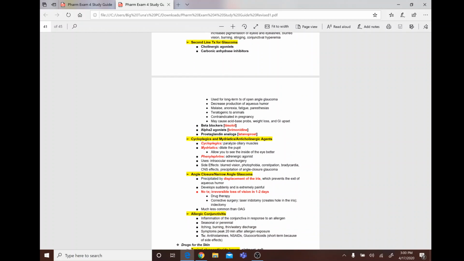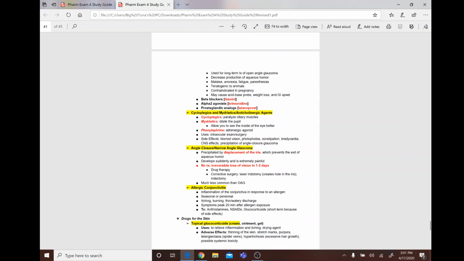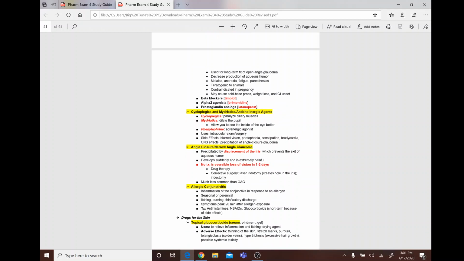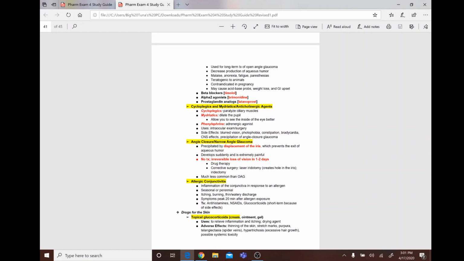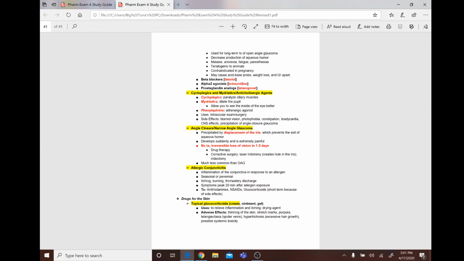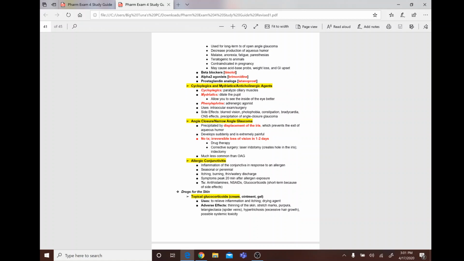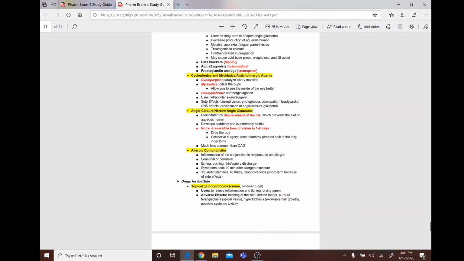What do cycloplegics do? Paralyze ciliary muscles. What do mydriatics do? Dilate the pupil, allow you to see inside the eye better. Alright, phenylephrine is what drug class? Adrenergic agonist. What are cycloplegics and mydriatics used for? Exams and surgery, stuff like that. Alright. What is narrow angle glaucoma? Displacement of the iris.